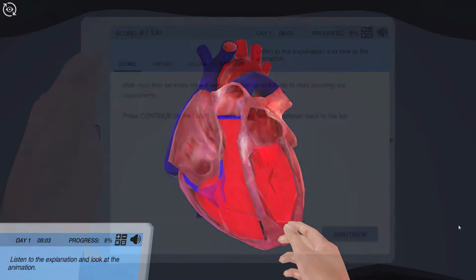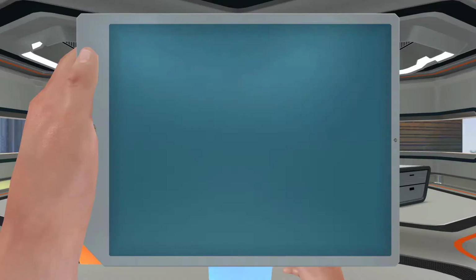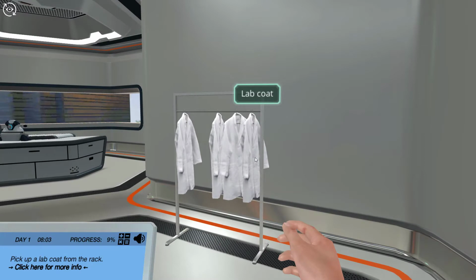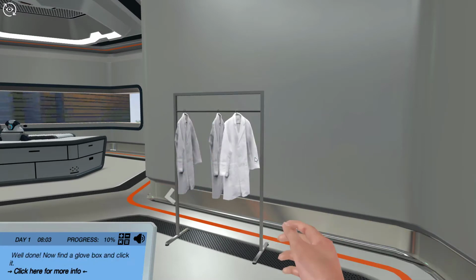Well, now that we know how it works, we can go to the lab to start planning our experiment. Pick up a lab coat from the rack. Well done. Now find a glove box and click it.